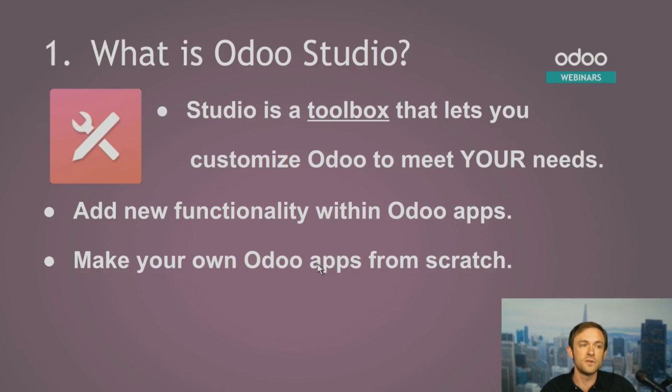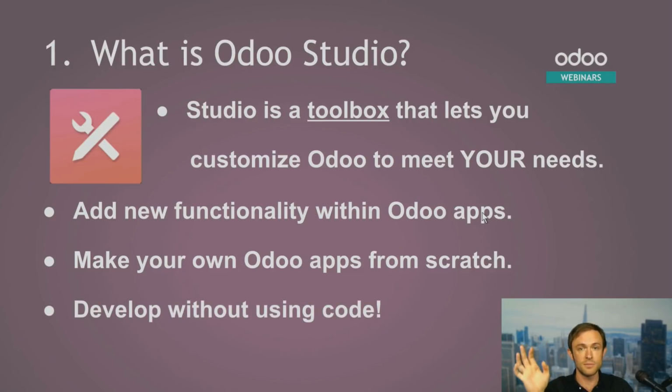Some people get confused when they hear about Studio and they think it's a way to create any app you want and sell it on the marketplace on the Apple Store or something like that. It's not that kind of app. It's an Odoo app. It's a business module that goes within the Odoo platform. But you can make it from scratch. You can either start completely from scratch or you can build off of existing data that's already in Odoo.